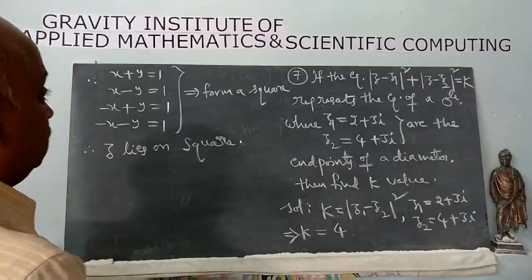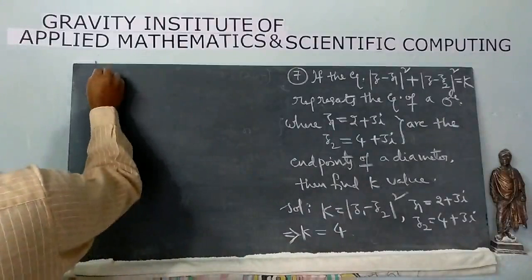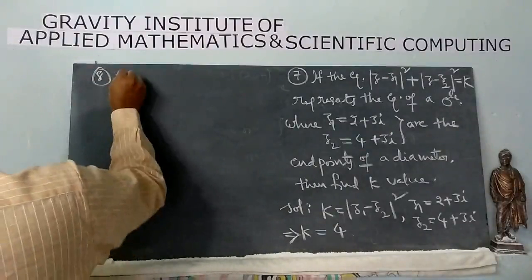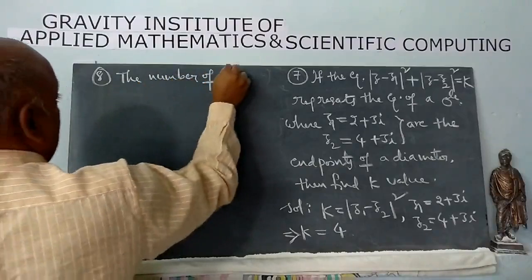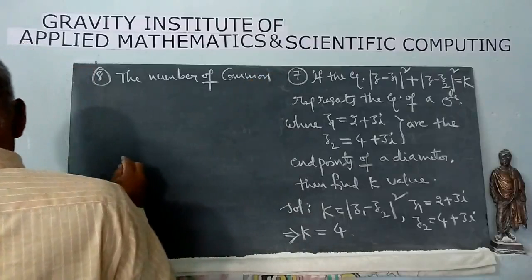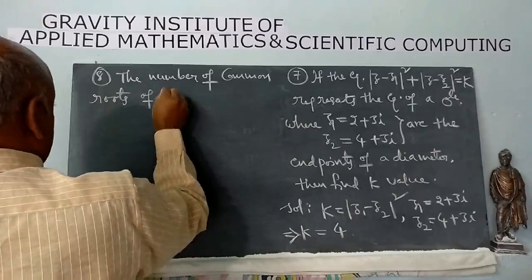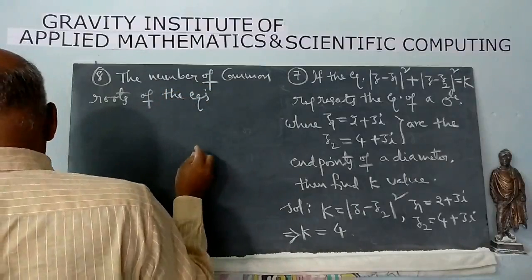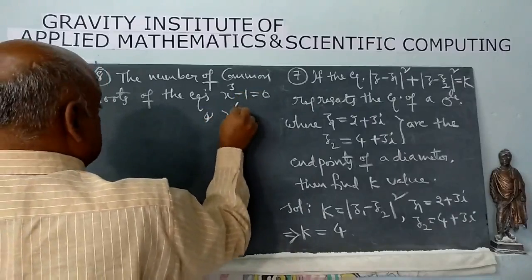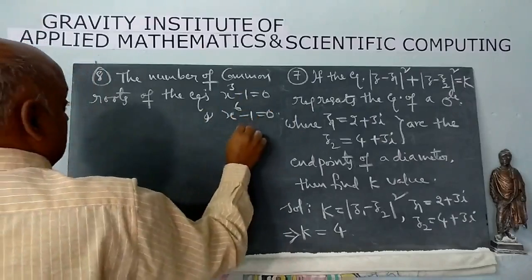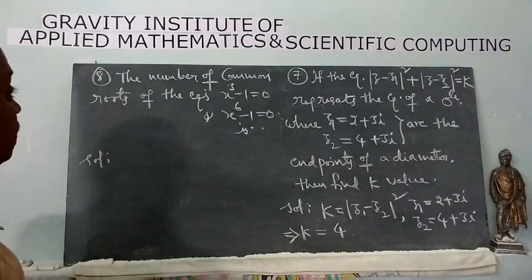Next, 8th problem. The number of common solutions or roots of the equations x³ − 1 = 0 and x⁶ − 1 = 0 is... the number of common solutions.